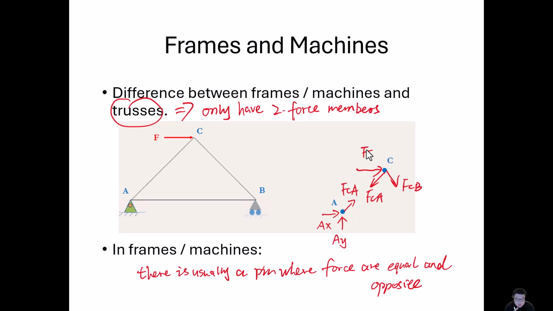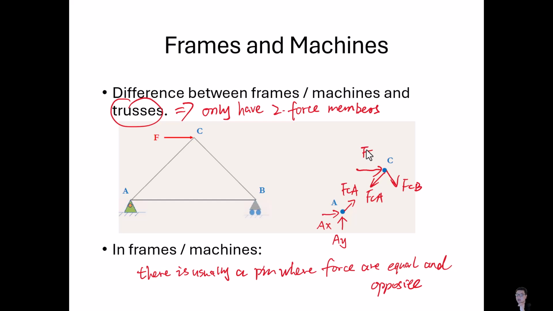For example, the figure shown here is a truss. If we draw the forces at joint C, we have one external force, FCA and FCB. For point A, we have two external forces, AX and AY, and FCA. So member AC has two forces, FCA at point A and at joint C. It is all similar for members AB and BC. Those are all two-force members.